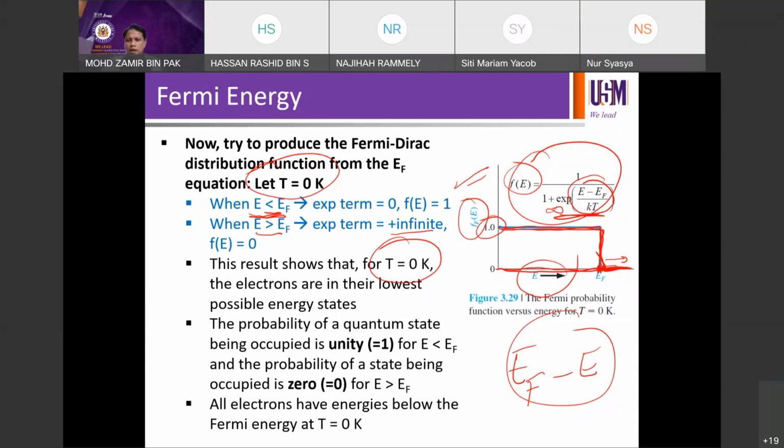So this shows that for T equals 0 Kelvin, electrons are at their lowest energy states, and therefore the probability of finding electrons at energy higher than EF will be 0, because all the electrons are occupying the ground state. The probability of a quantum state being occupied is unity for E less than EF, and 0 for E more than EF on the right. So remember, at T equals 0 Kelvin, all electrons have energy below the Fermi energy, occupying the states below EF. That's the main thing there.